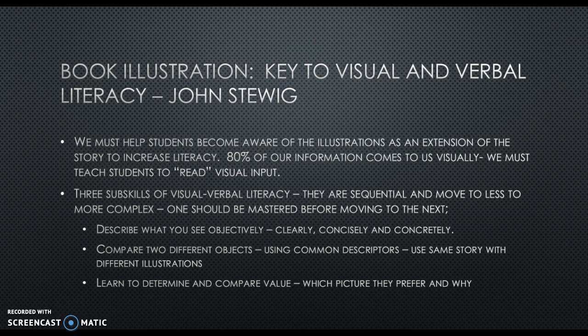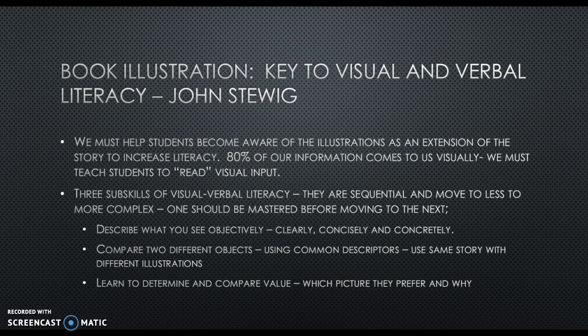So the three major subskills that he talks about with visual and verbal literacy are describing what you see objectively, comparing two different objects, and then learning to determine and compare the value of those. These are taught sequentially, and you can see they move from less to more complex, and really a student needs to master the first before they move on. However, you could do this in a series of lessons or in a unit.